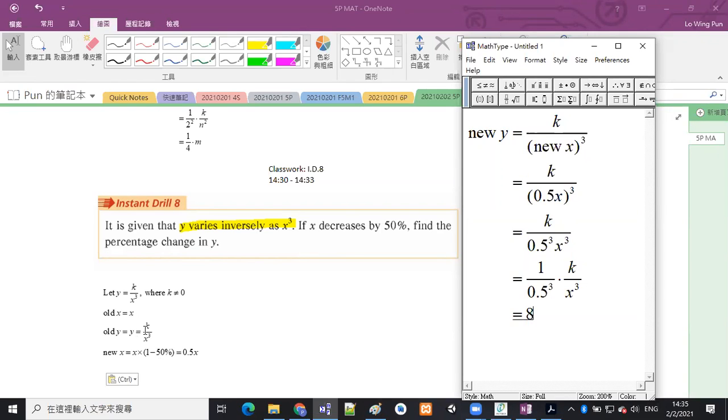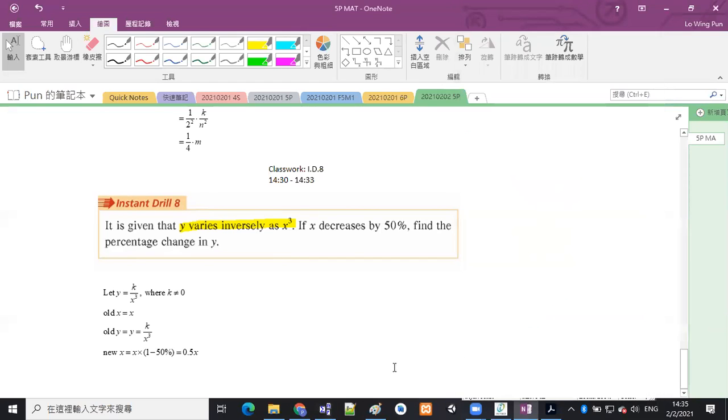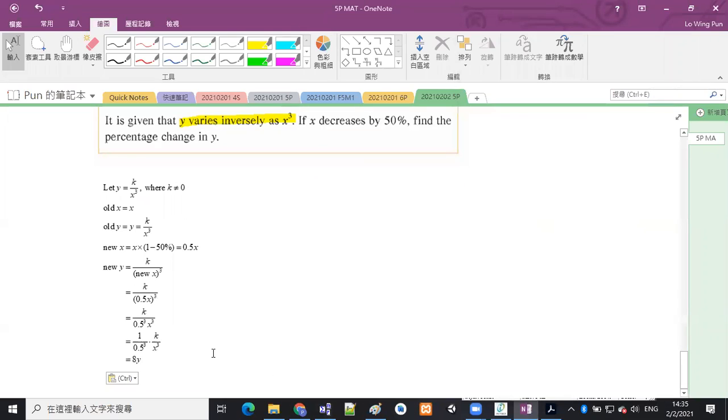We are going to use our equation. K over x cubed is equal to y. So it's just changed to y. So new y is equal to 8 times y, right? So this is our new y. And now we are ready to find the percentage change in y.